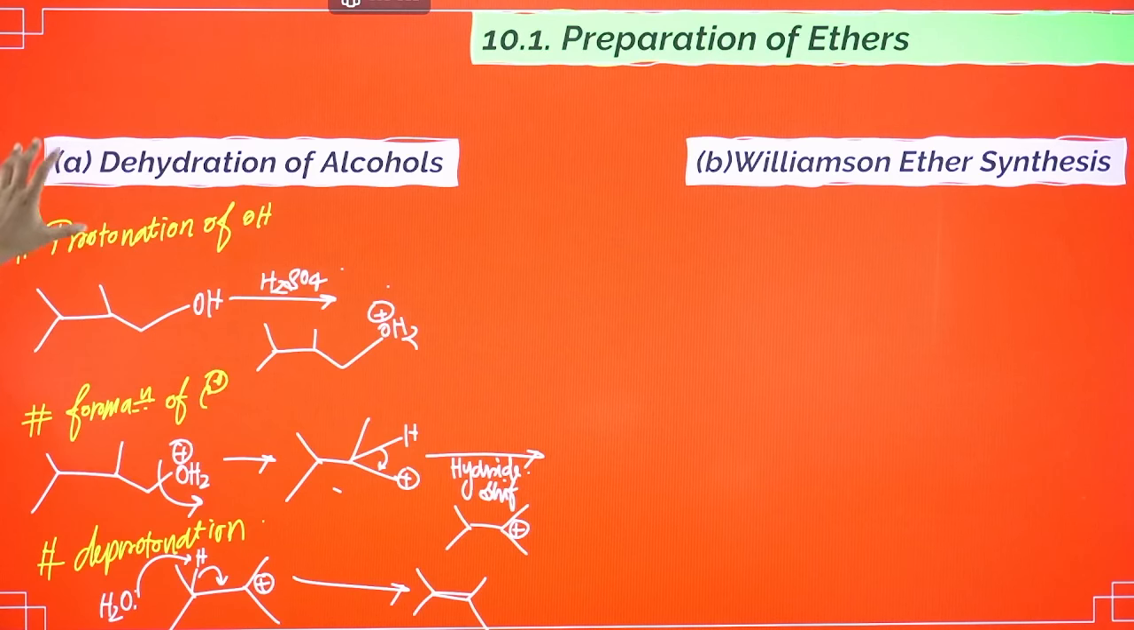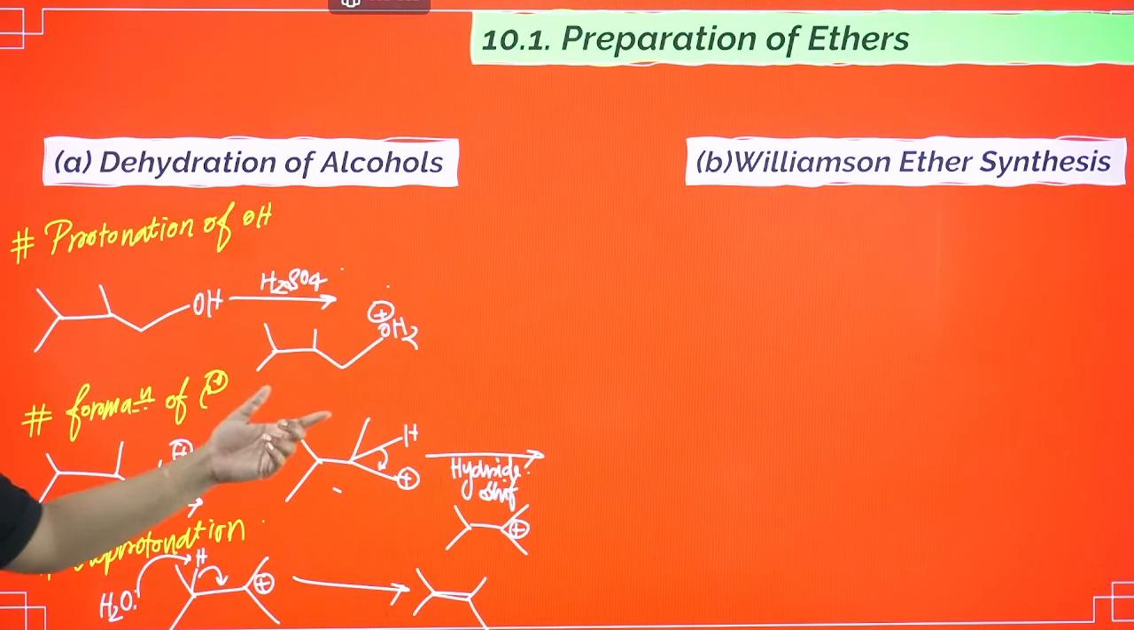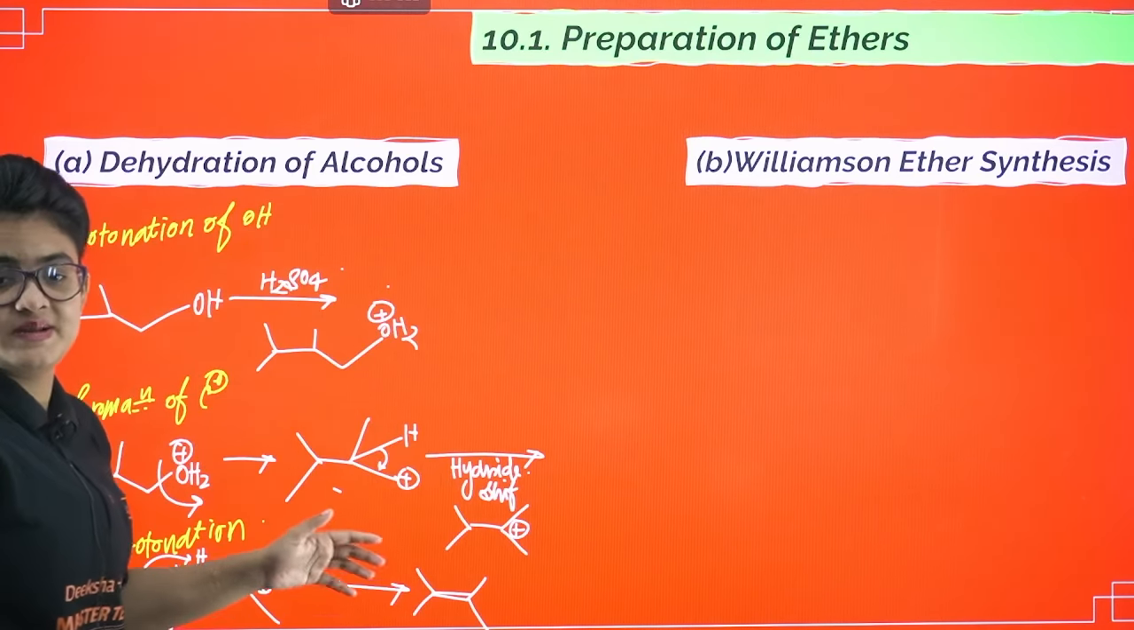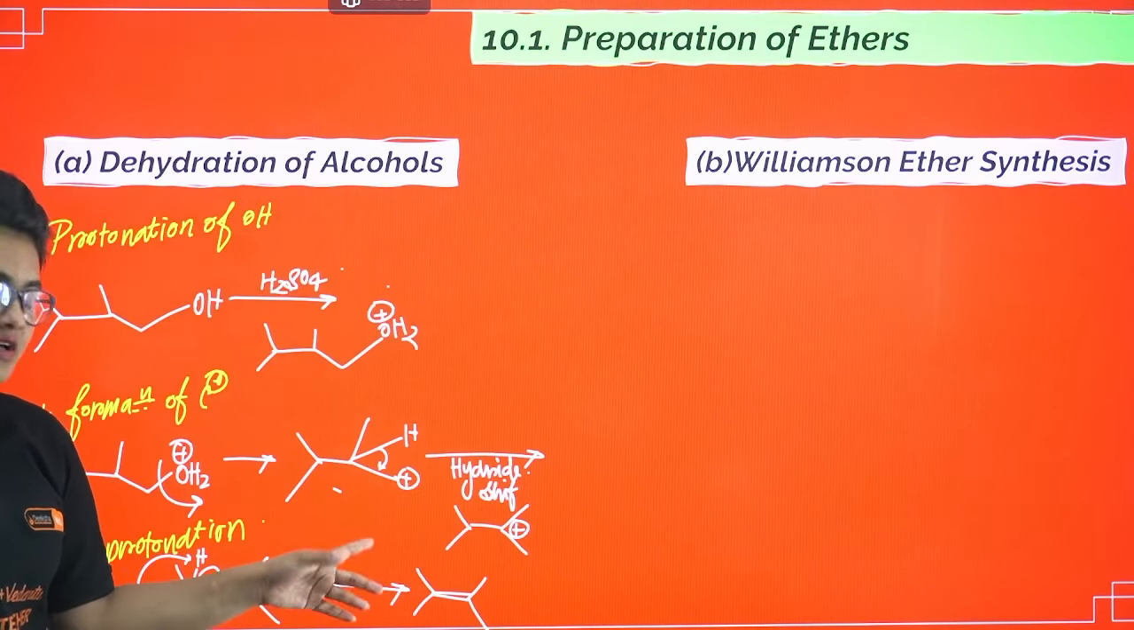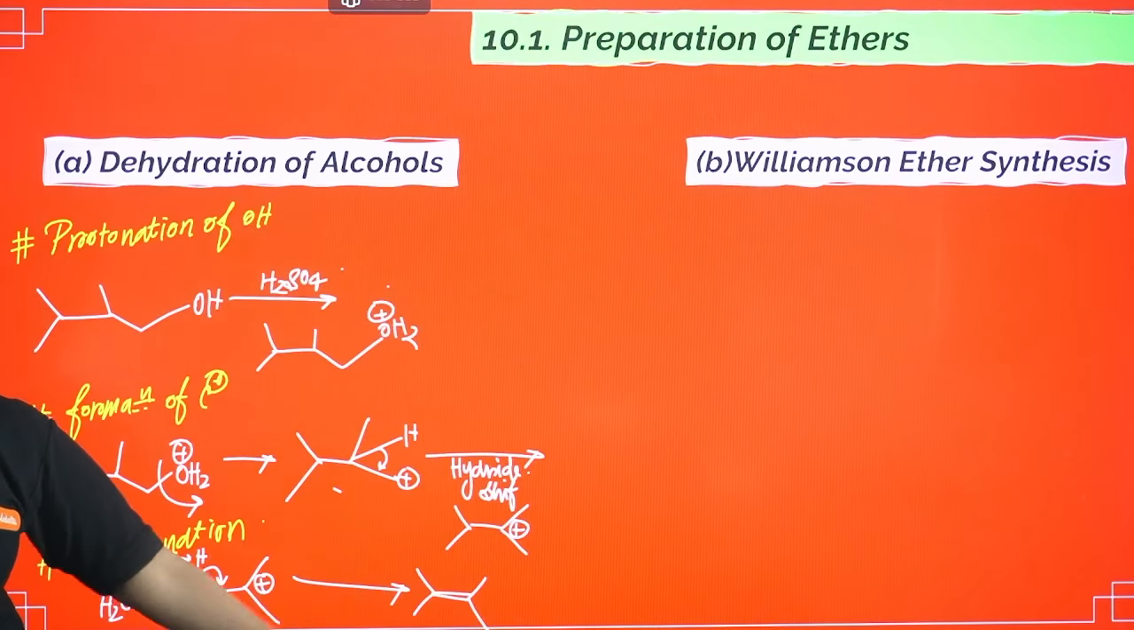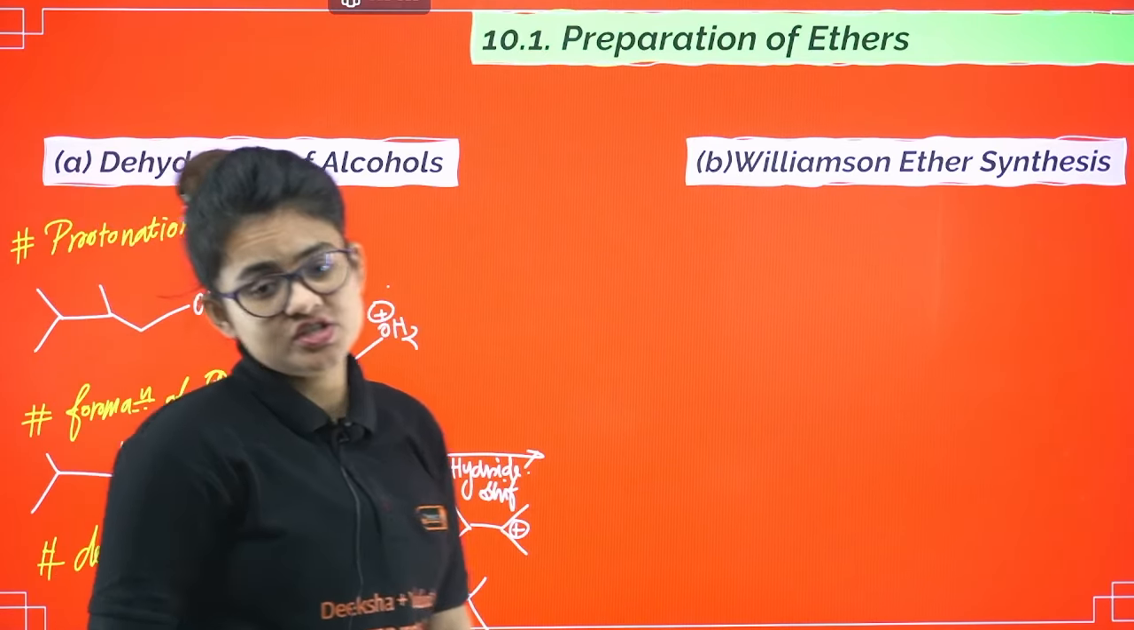So first is protonation, then formation of carbocation. If possible, give the carbocation some extra stability by hydride shift or methyl shift. Then deprotonation will give you back the alkene. This is dehydration of alcohols.